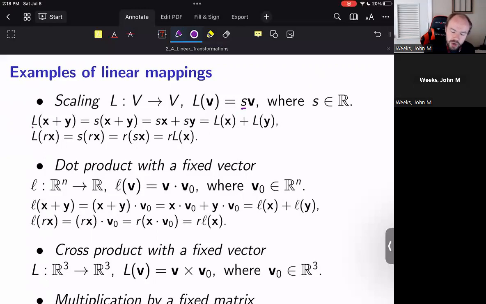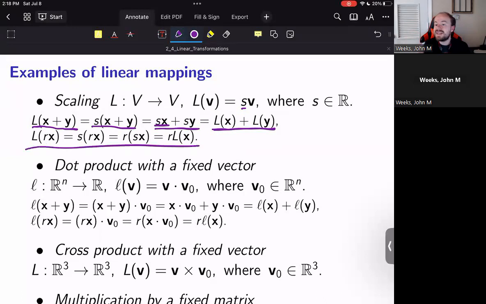So what we need to show is that L of x plus y equals L of x plus L of y. And what we're going to do is say, okay, well, what does L do? It scales whatever vector it is that you're working with. So we have S times (x plus y) equals Sx plus Sy by just distributing the S. And finally, by the definition of what L is, we know Lx is Sx, for example. So we get to just replace S times x to be L of x. Same thing with S times y to be L of y.